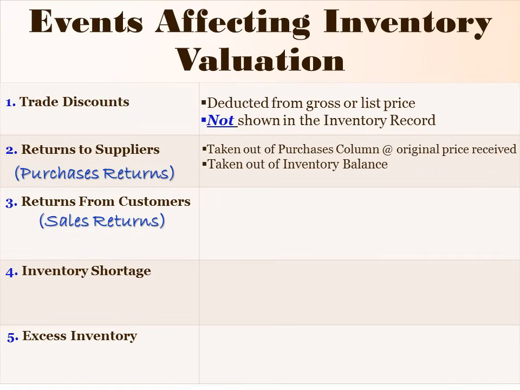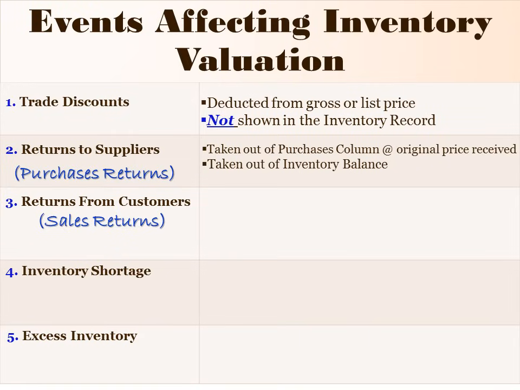In taking them out of the purchases column, we remember that we have sent them back. So it's also going to be taken out of our inventory balance. So remember now, returns to suppliers, taken out of purchases at their original price received, and taken out of the inventory balance as well. Next, returns from customers.